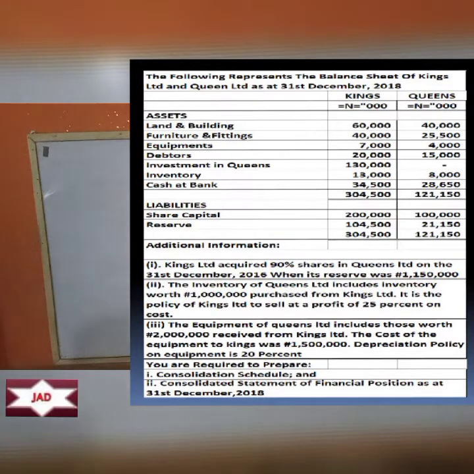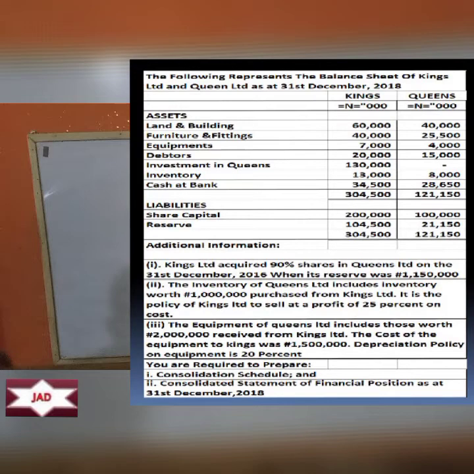Okay. Now additional information here. They said that Kings Limited acquired 90% shares in Queens Limited on 31st November 2016 when its reserve was 1,150,000. Now the inventory of Queens Limited includes inventory worth 1 million naira purchased from Kings Limited. It is the policy of Kings Limited to sell at a profit of 25% on cost, because that's the issue of unrealized profit on inventory.